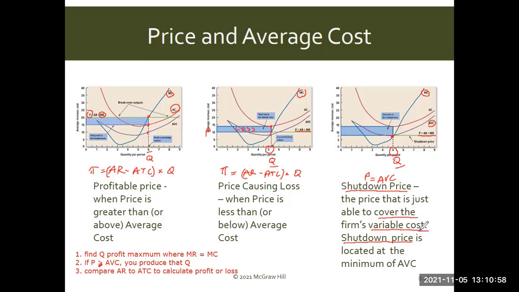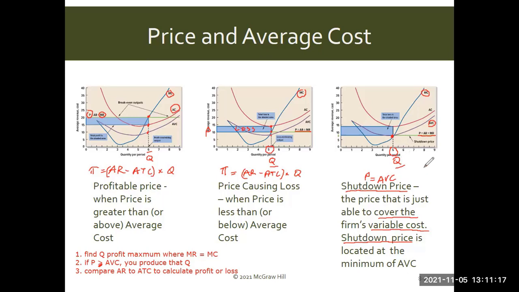We may not shut down because we are covering the variable costs. We're paying the salaries of all the workers. But if price were to fall 1 penny below this amount, then we wouldn't be covering our variable costs. We couldn't pay our salaries and we should shut down. So that minimum average variable cost, that price is called the shutdown price.